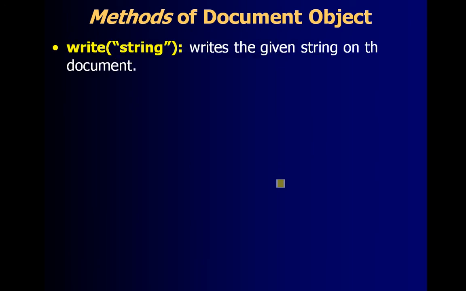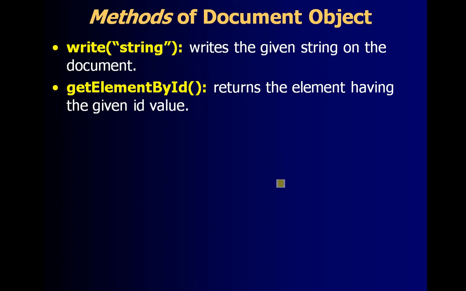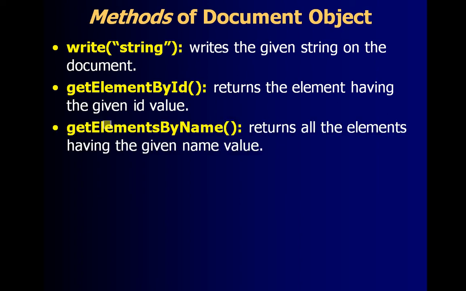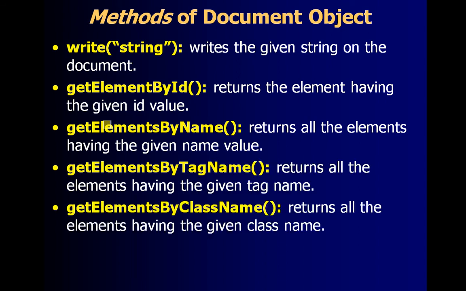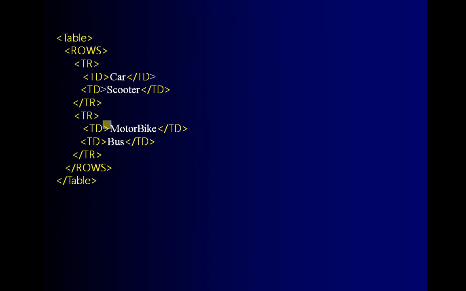Now, in the document object model, there are certain methods. Write method, getElementById. If the element has an ID, you can use this method. We will see more of it later. getElementsByName, if the element has a name. getElementsByTagName, if it has a tag name. getElementsByClassName. You can access them.